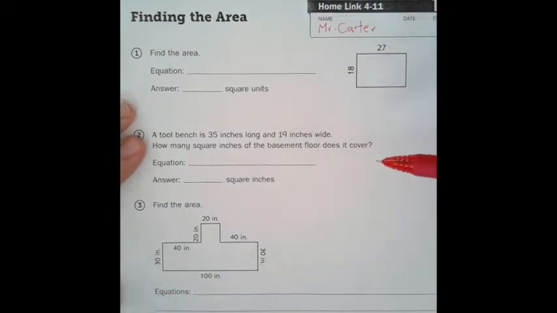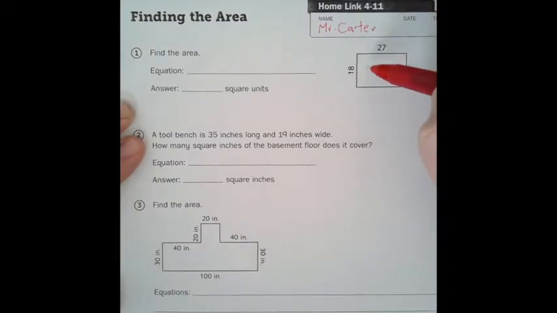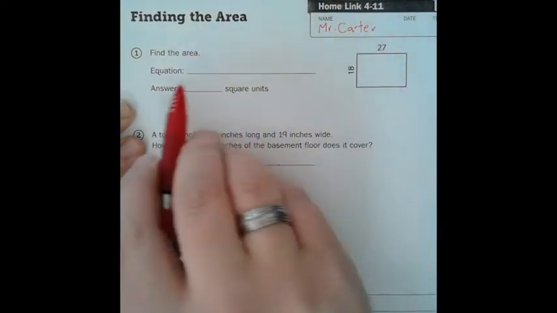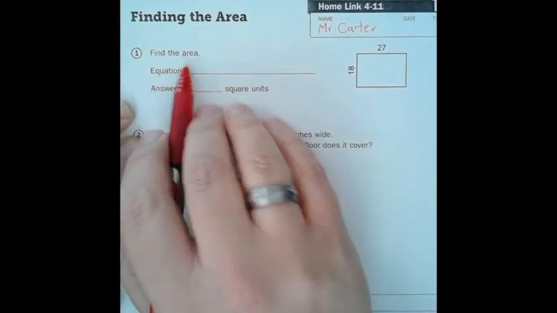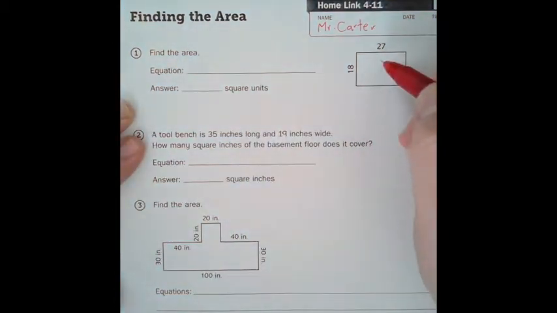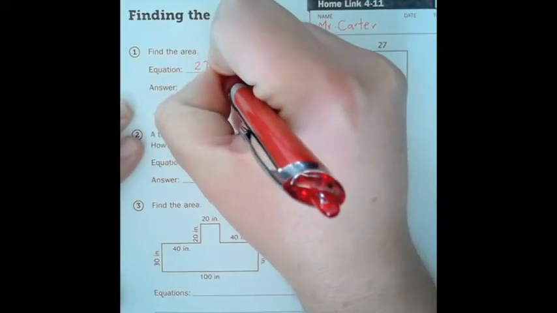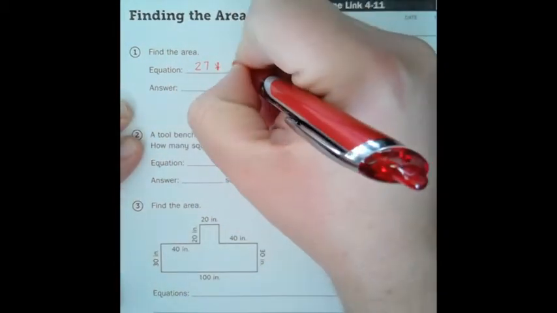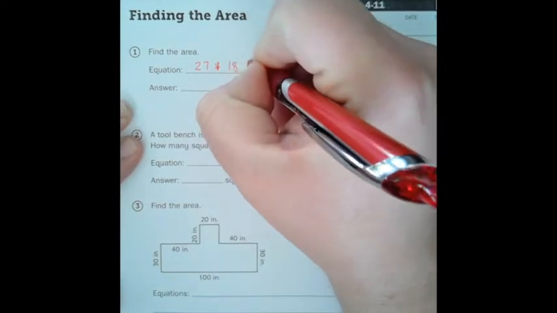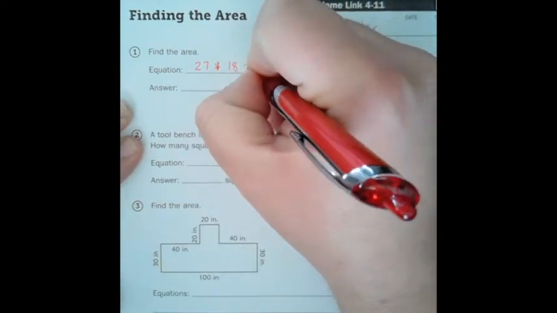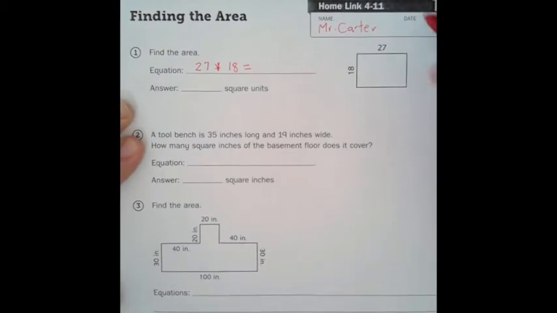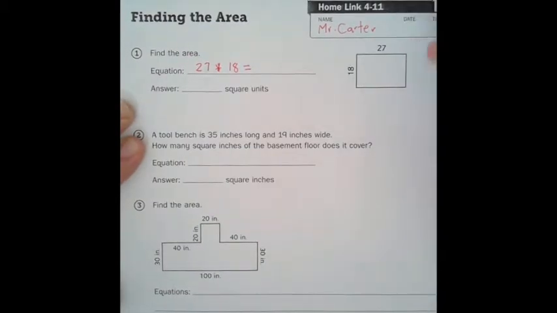So 411 is about finding area, and questions 1 and 2 are kind of a review of what we already know about area, which is length times width. When we're looking to find the area for this rectangle here, we're going to go length, which is 27 times 18, and we're going to put an equal sign here, and we'll fill that in a minute. So basically what you need to do now is just multiply those two.